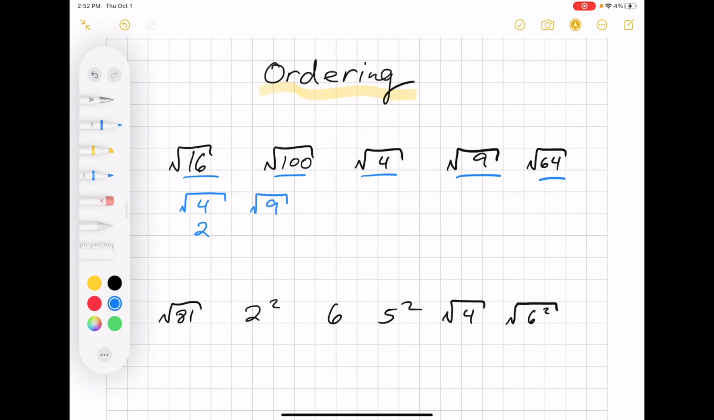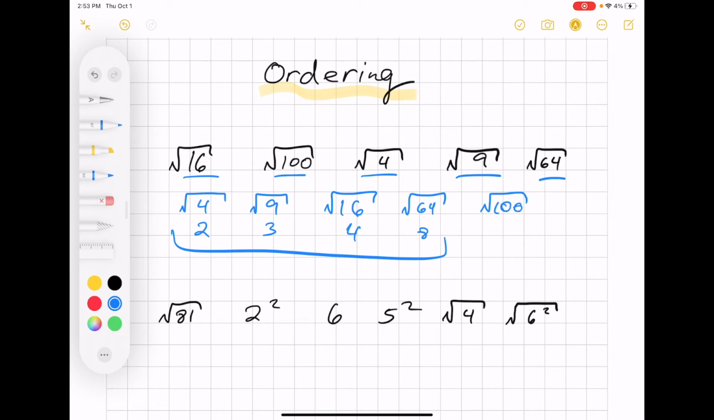Okay, 9, and this would be 3 times 3. So I'm just showing you that I'm proving it. Okay, the next number from smallest to largest is 16, which is 4. Next would be 64, and that is 8. So seeing that it's working, it's staying in the proper order from smallest to largest, and then the largest one there is 100, which is 10.